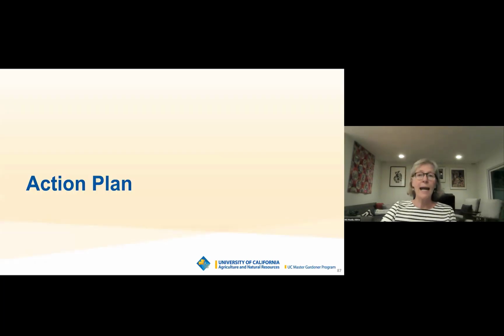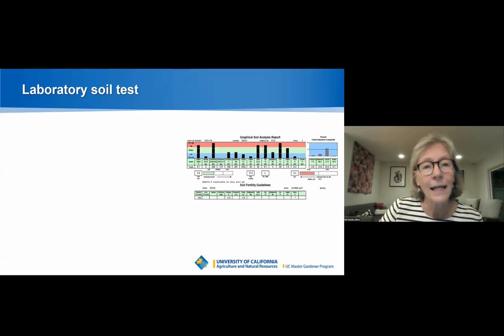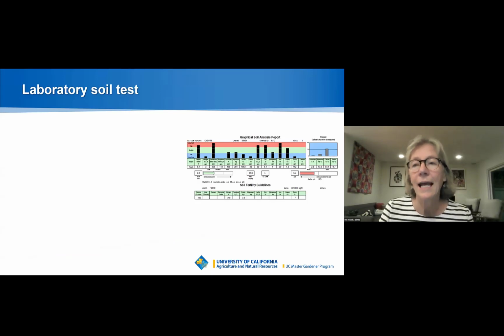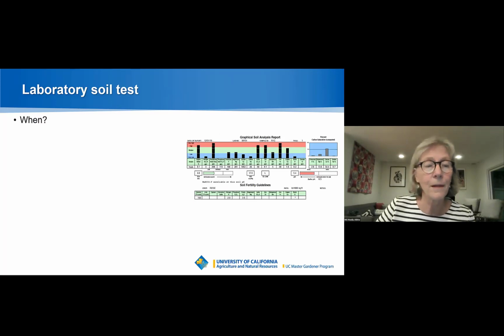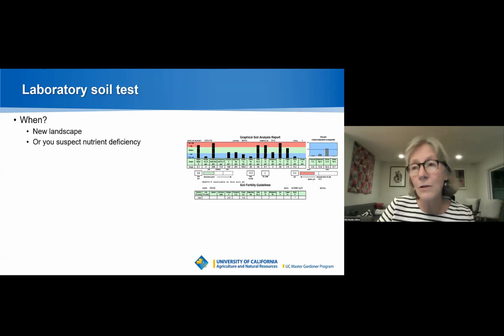So now I want to talk about an action plan for your own garden. I mentioned soil testing, and you can, of course, also obtain a commercial soil test to evaluate the nutrients in your soil. This image is an example of data from a commercial test for my own garden a few years ago. So when would you want to consider getting a commercial soil test? Well, if you have a new landscape and you want to understand what's going in the soil in a new area that you're developing in your garden, or maybe you suspect a nutrient deficiency.